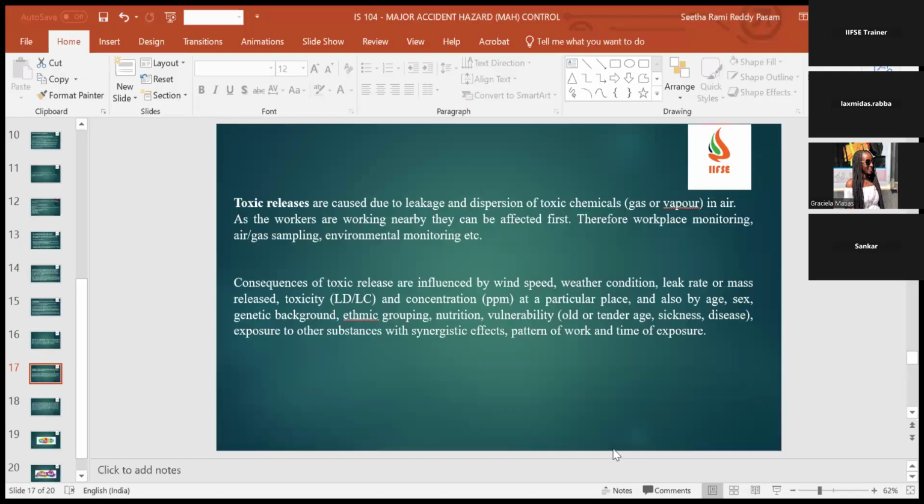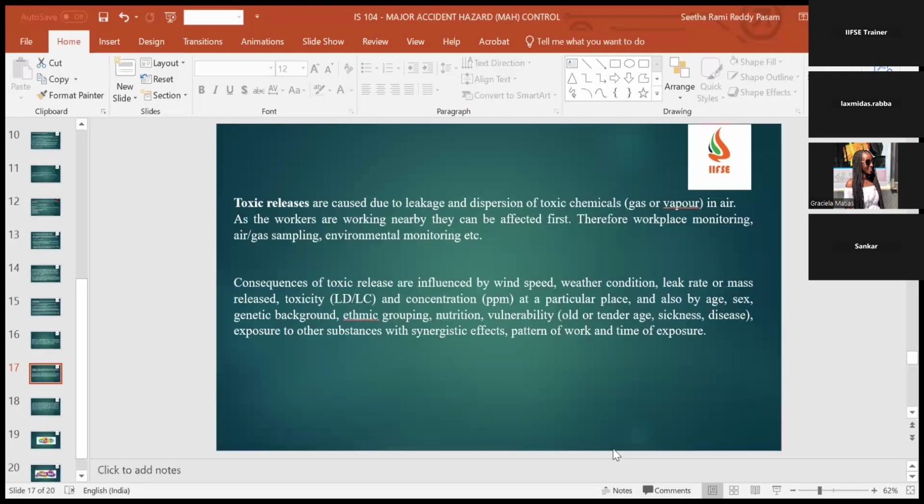Even weather conditions, wind speed also. In case of any toxic release or toxic fumes, if the wind speed is very high, the downwind people will have more exposure, and it will spread over a large area. Even in hot weather, due to the vapor density it can expand more. Sometimes in winter, due to the low temperatures, it can't evaporate as fast as in sunny time. Then leak rate, so for a minute of time, how much liquid or toxic material has leaked.